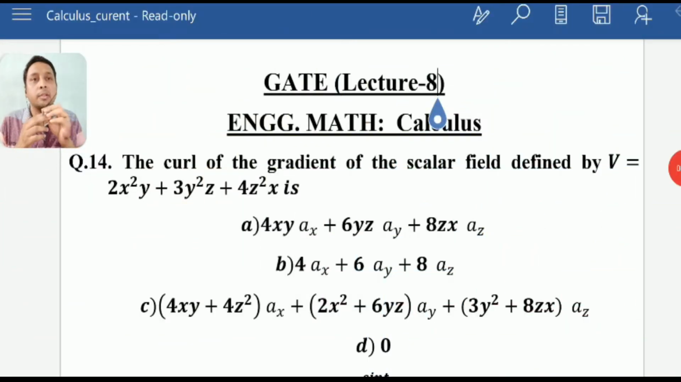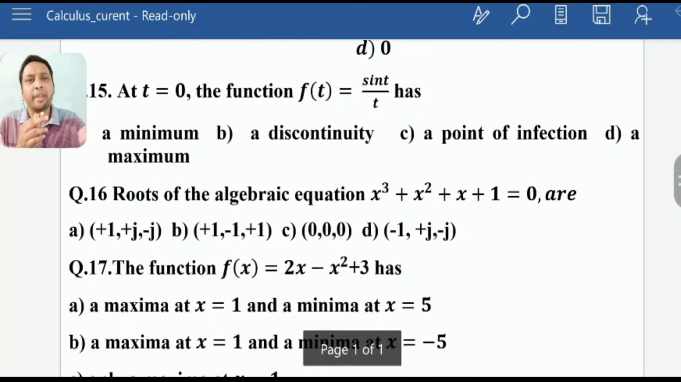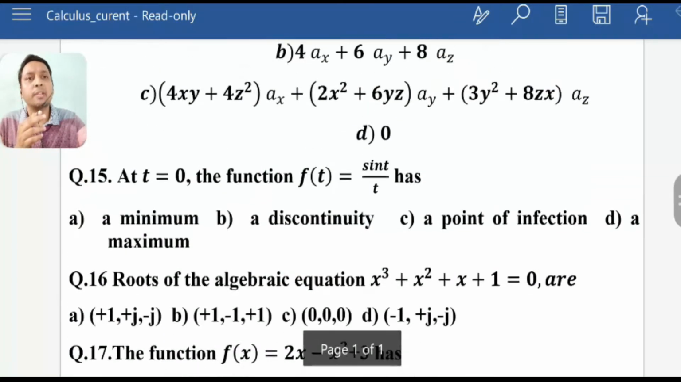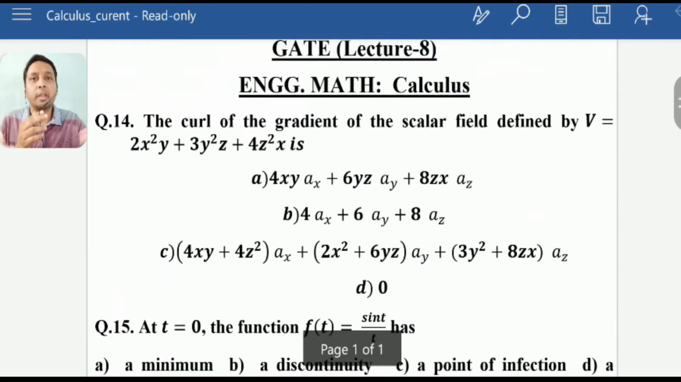Okay, students, welcome to lecture 8 of the GATE Engineering Math Calculus series. Today we have taken some questions on the curl, then maxima and minima, roots of algebraic equations, and again maxima and minima. Okay, then let's start.